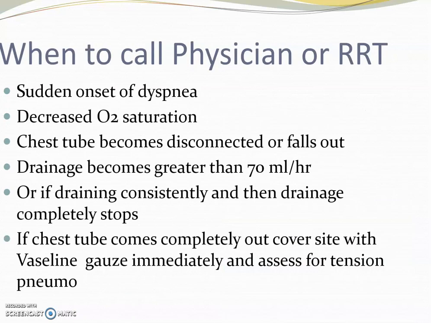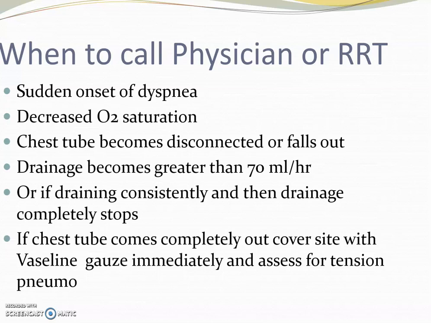So when do we call the physician or rapid response team? Anytime our patient has a sudden onset of dyspnea or a decrease in O2 saturation. These are all signs of respiratory distress and could be signs of a developing tension pneumothorax.